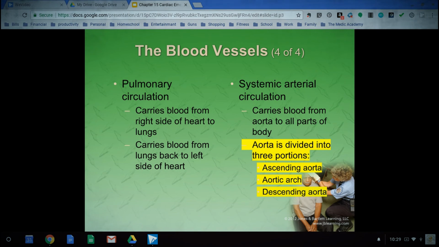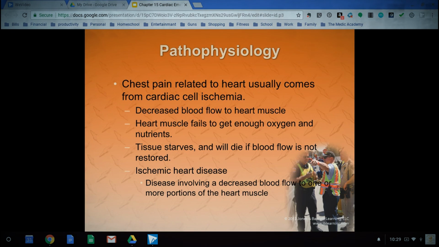Further in our discussion on blood vessels, we're going to talk about pulmonary circulation. Now, pulmonary circulation carries blood from the right side of the heart to the lungs and back from the lungs to the left side of the heart and into systemic arterial circulation. Now, systemic arterial circulation carries blood from the aorta to all the other parts of the body. And as I said, the aorta is the largest artery within the body, and it is divided into three parts. It is the ascending aorta, the aortic arch, and the descending aorta.